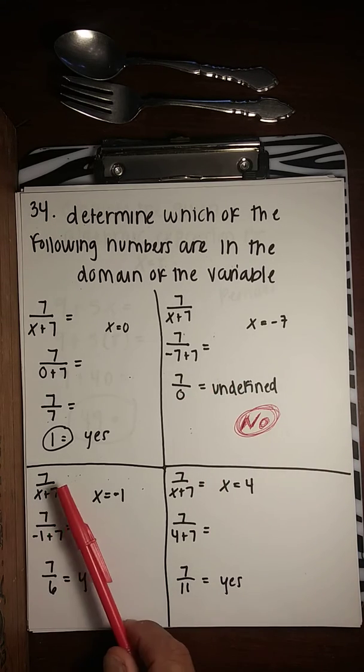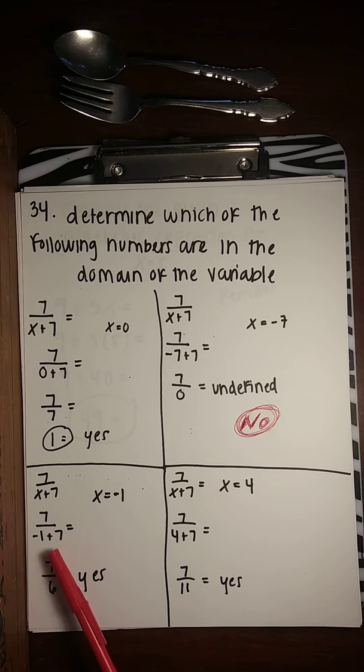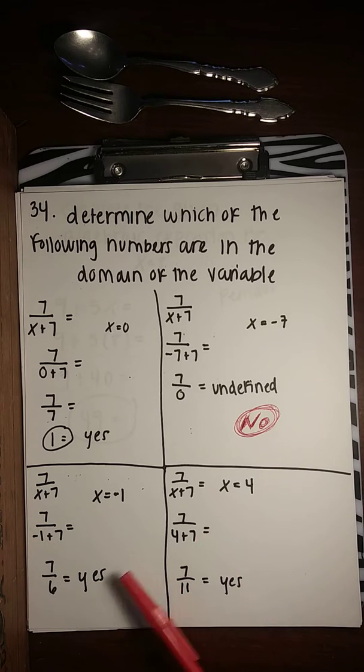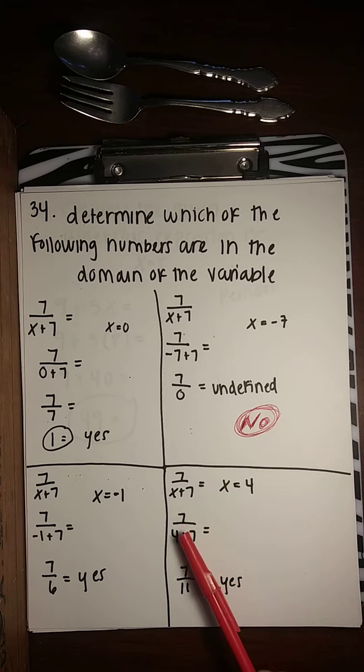No. Next one. How about -1? -1 plus 7. 7 over 6. Good. Yes. How about 4? 7 over 4 plus 7 is 11. 7 over 11. Yes, that's good too.